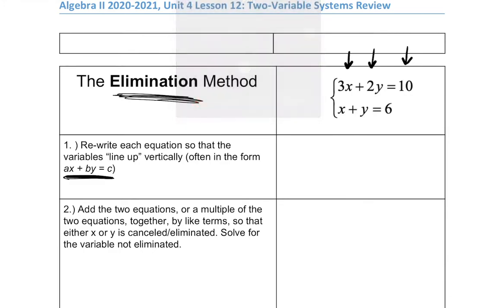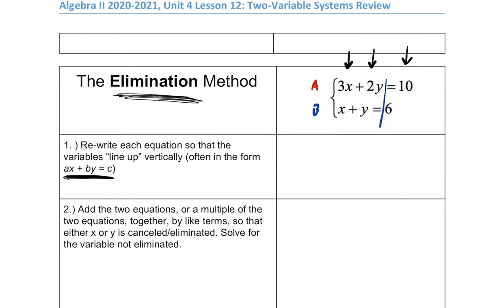And so again, for clarity's sake, I'm going to call this equation A, and I'm going to call this equation B. Step 2 says add the two equations together. Well, if I add them together, I'll do a quick demo here. If I add x plus y to 3x plus 2y, I have 4x plus 3y. And if I add 6 to 10, I'd have 16. Well, that doesn't really help, so that can't be what we're going to do.